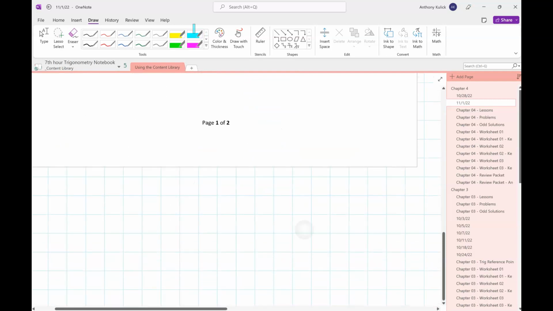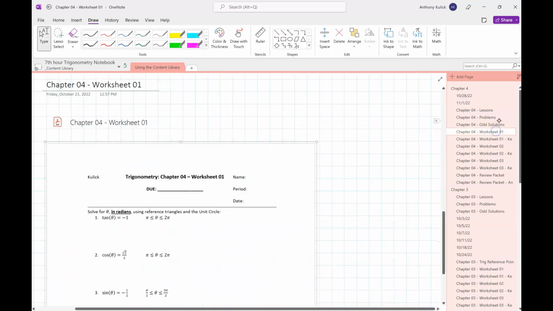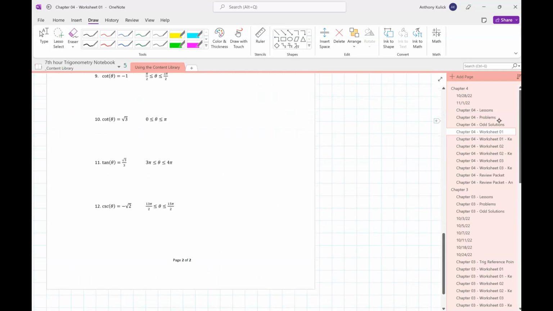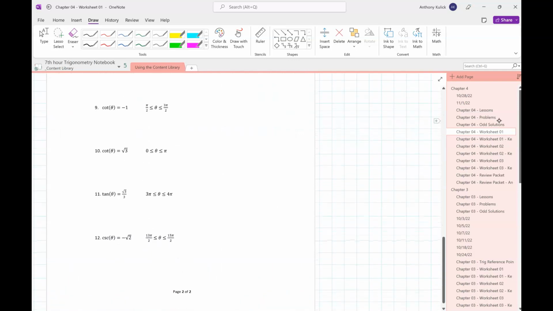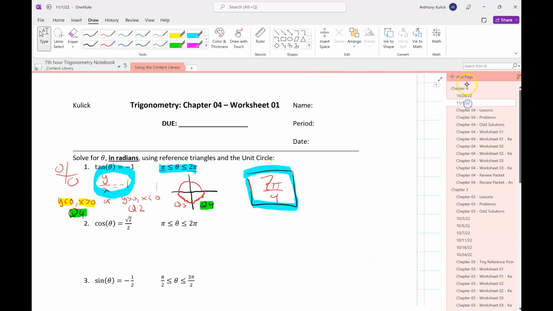Where that might come up is a problem like number 11 on the first page, where we're looking between 3 and 4 pi. There, the number you pull from the unit circle won't be between 3 and 4 pi. You'll have to add 2 pi to that answer. But that's the only additional complication that can come up. Does that refresh our memories a little bit? I know it's been a couple of days.